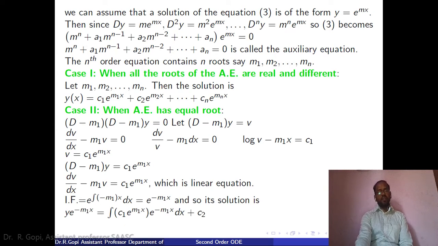Then find the general solution. The general solution is y into integrating factor equal to integral of q into integrating factor into dx plus c2. Then c1 into e power m1 x into e power minus m1 x, so e power 0, which is nothing but 1, then c1 into dx plus c2, then divide by e power minus m1 x. So y of x equal to (c1 x plus c2) into e power m1 x.